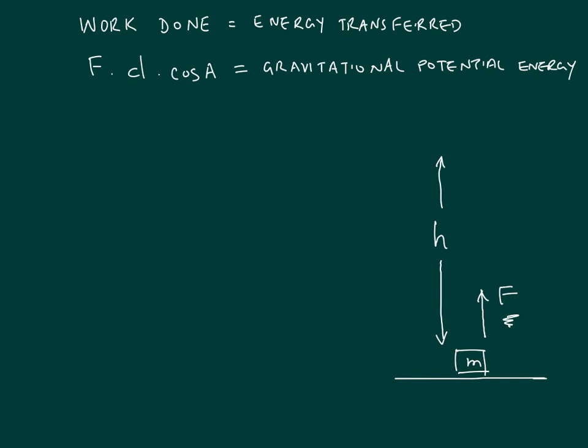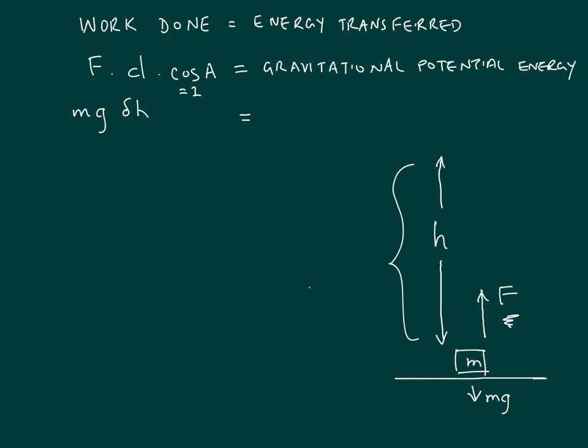Now the force that we will need to apply, to move it upwards without giving it any other kind of energy, such as kinetic, in other words accelerated, must be equal to the weight of the mass, and that is found by mg. And so we apply a force equal to mg to move it through a distance h, which is the change in height. The cos of alpha here is equal to 1, since the force and the distance are in the same direction.